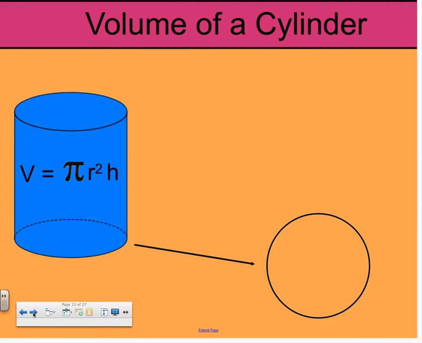So how do we find the volume of a cylinder? So what do we mean by volume? Well, volume is how much you can fit inside an object. So do you see this blue cylinder on the screen? Finding the volume is maybe how much water could we pour inside that cylinder? All right, how much could it hold? Well, how do we do that?